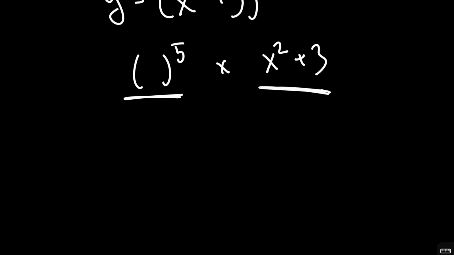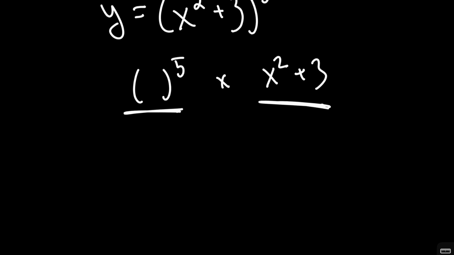First, I'm gonna bring down the 5 and subtract 1 for the exponent. So we get 5. We're gonna keep the x squared plus 3 just like how it is. We're not gonna touch it. So we're gonna keep the x squared plus 3, and then we're gonna subtract 1 from the 5 due to the power rule, and you get 4. That's the derivative of the outside function.